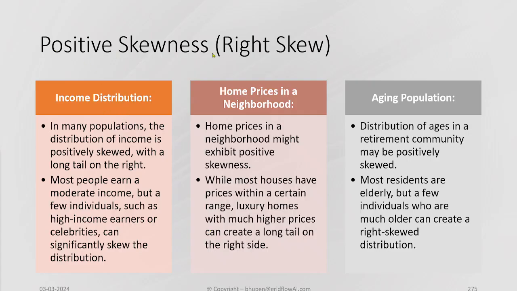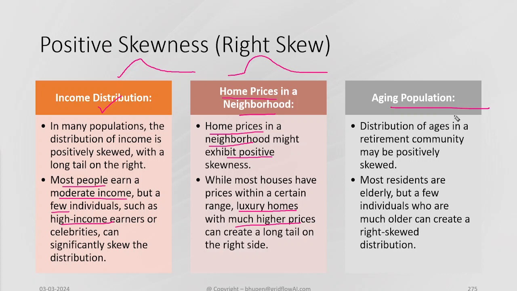Some examples of right skew: income distribution. Most people actually earn moderate income, but some individuals may have very high income. Home prices in a neighborhood typically have a common range, but there could be some luxury homes with much higher prices. So these are distributions which will look like this in both cases.